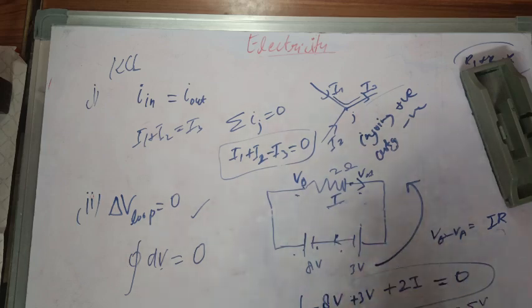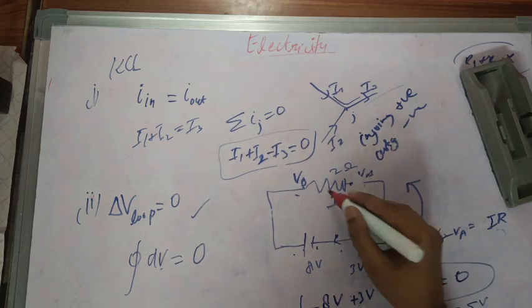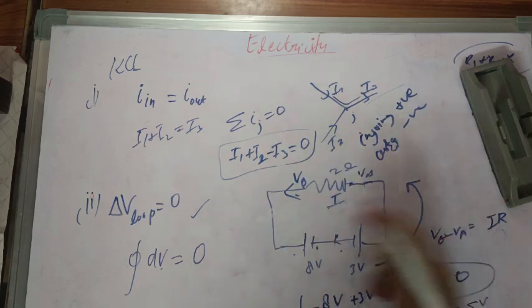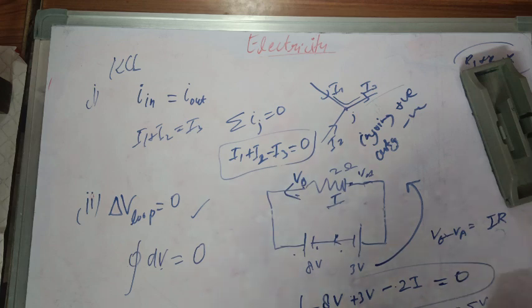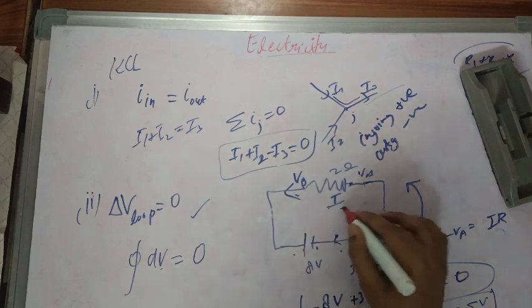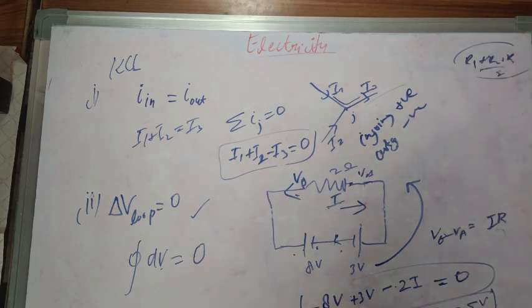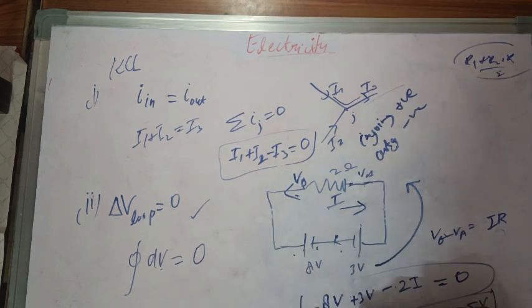My assumption was correct, but if I take the current to be flowing in the other direction, then I have to take a negative sign here because it is flowing in the same direction as the one considered. Then minus I will become this. So it means the direction of the current I have taken is opposite, so the actual current is flowing in this direction. This is what the negative sign will tell. So that's Kirchhoff's circuit law.